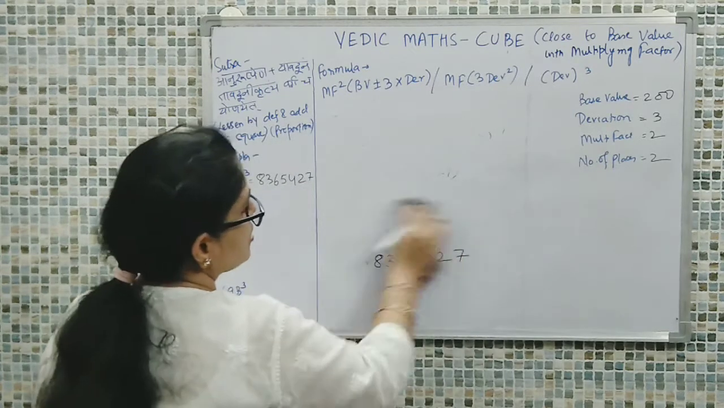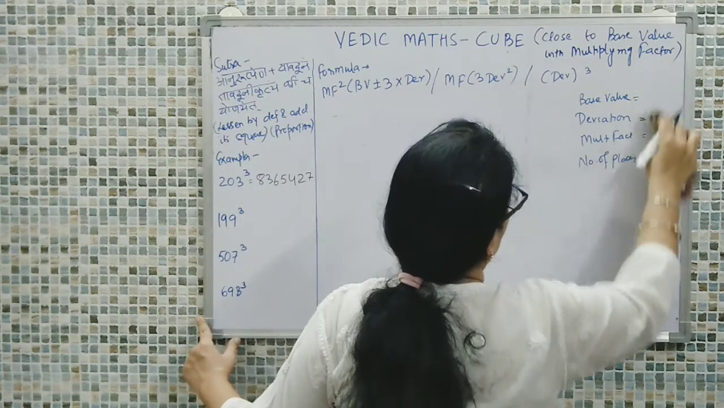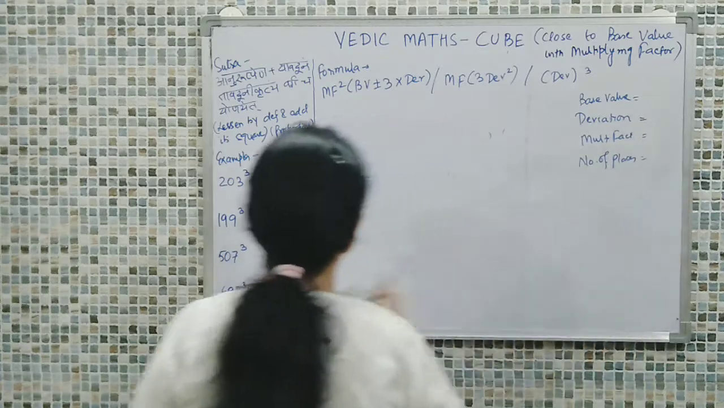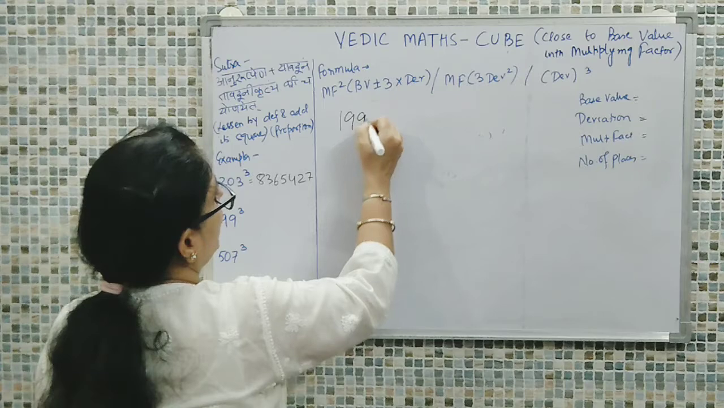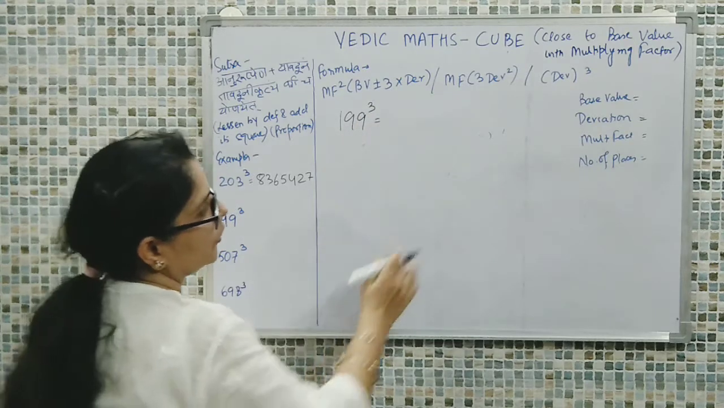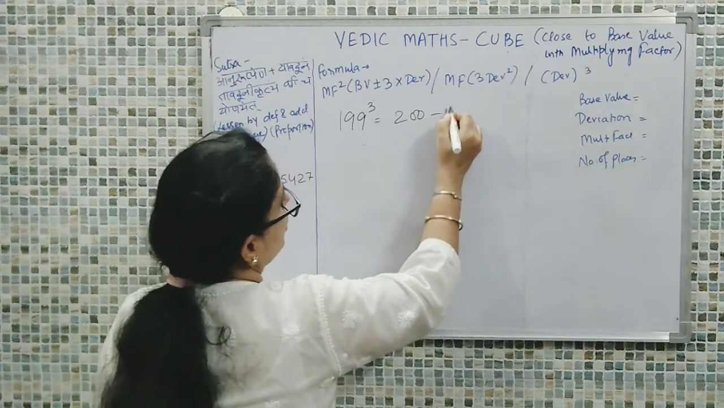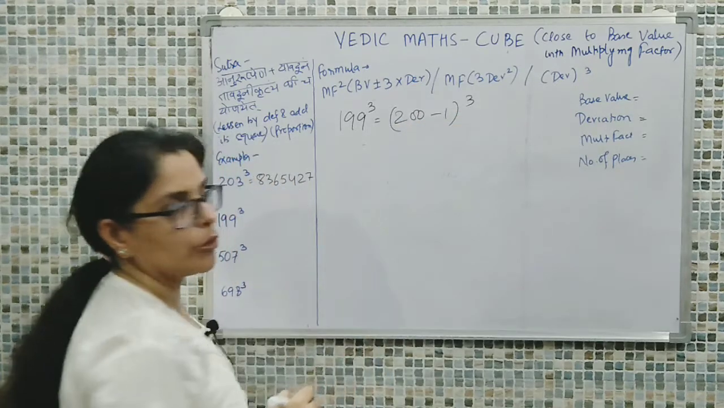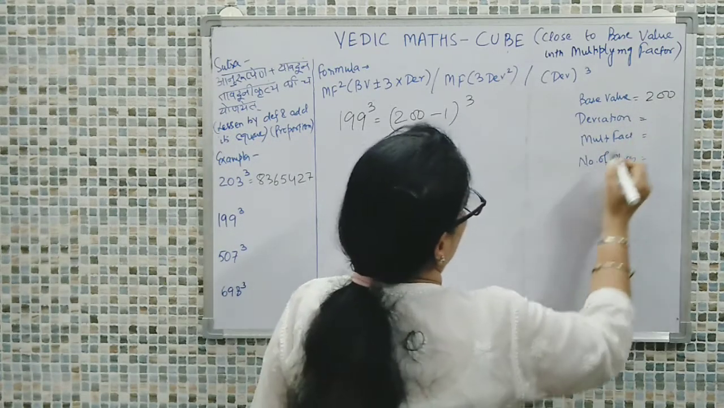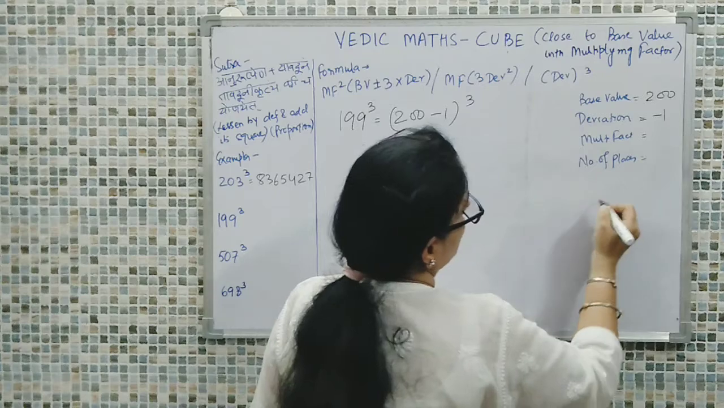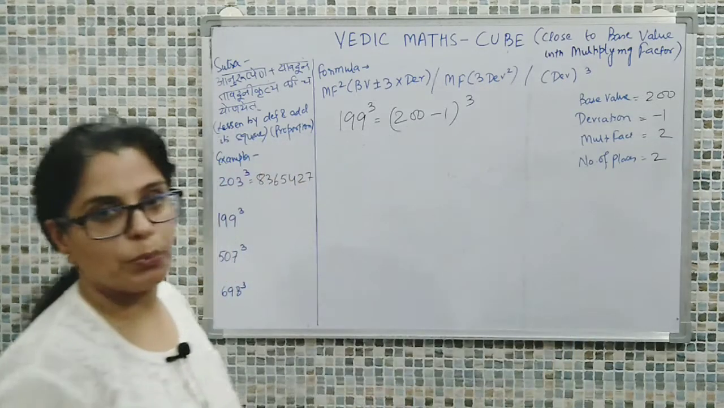Now taking the next example. We need to calculate the cube of 199. This number is closest to 200, so we can write it as 200 minus 1 whole cube. So the base value here is 200, the deviation is minus 1, the multiplying factor is 2, and the number of places is 2.